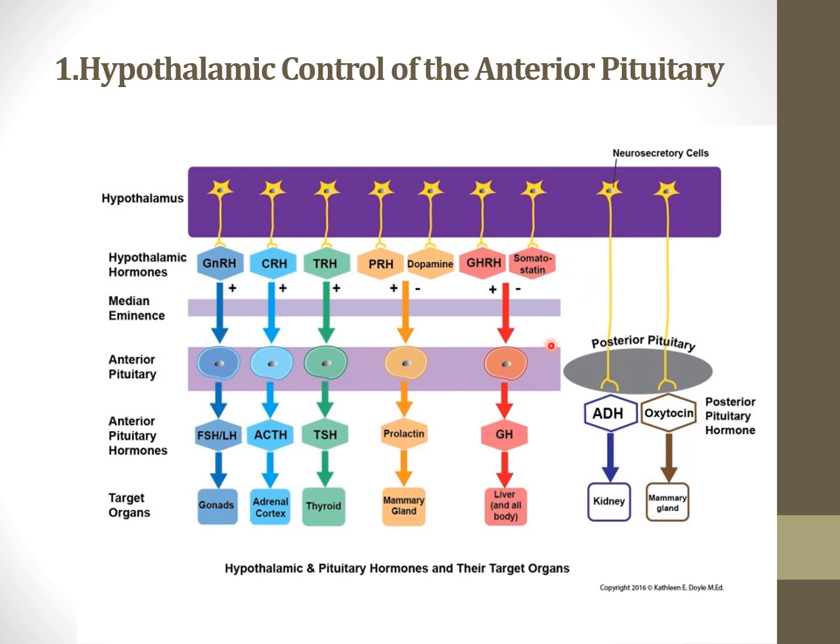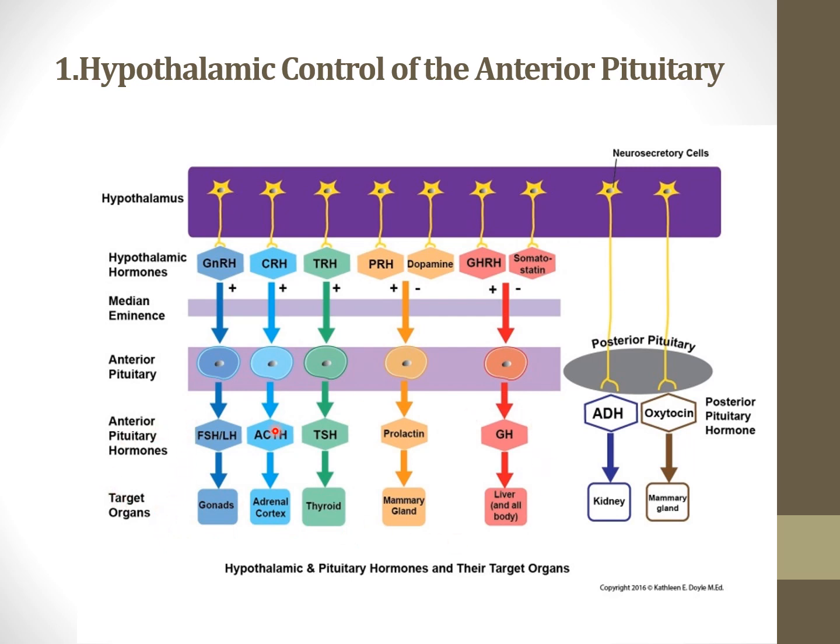Now, growth hormone. There are two hormones from the hypothalamus, growth hormone releasing hormone and growth hormone inhibiting hormone, otherwise called somatostatin, which regulate the secretion of GH. Now, imagine all the endocrine functions. See all the endocrine functions of the anterior pituitary.